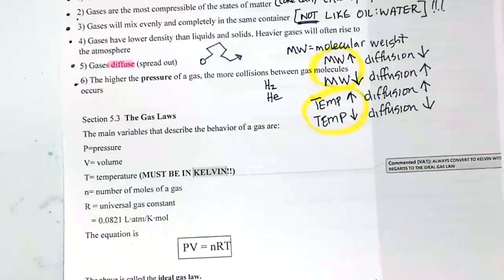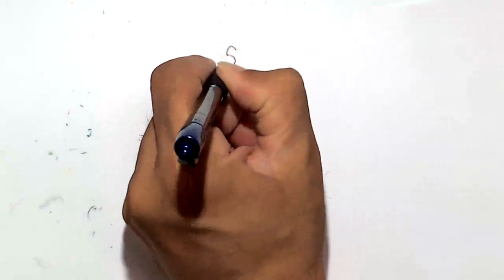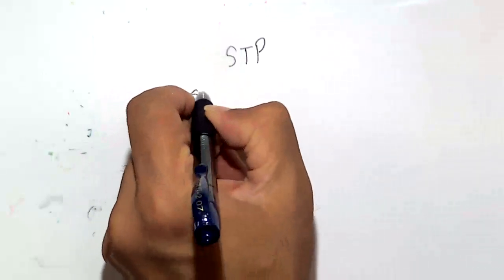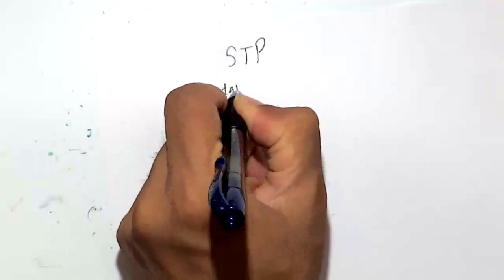Okay, the next thing I want to talk to you guys about is something called STP. This is another thing that kind of gets students a little bit confused. On page 4 of our notes, there's something that is talked about called STP. Okay, STP stands for standard temperature and pressure.